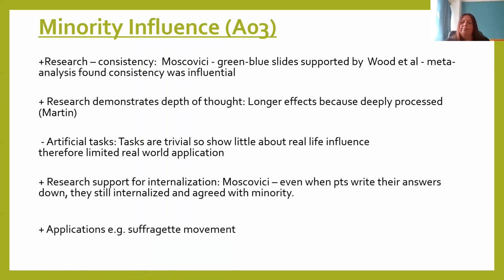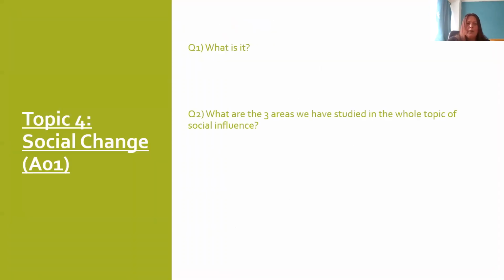And don't forget, you've always got the practical applications. We've seen minority influence at work, e.g. the suffragette movement, and you can easily talk through that as well, how that works.